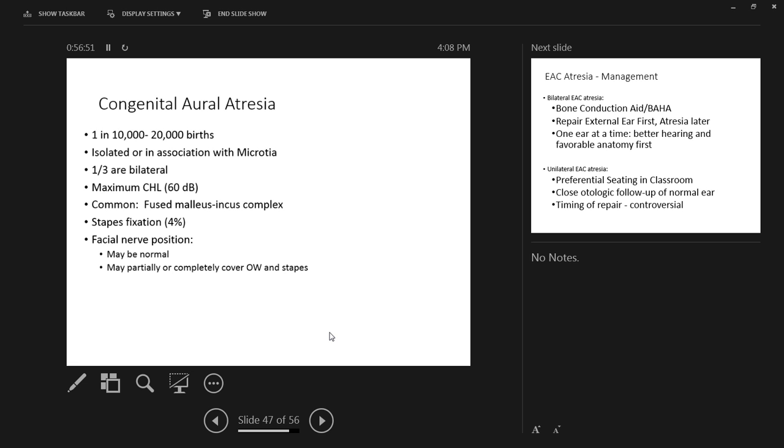It's important to consider whether or not the ear canal can be bored out. Has to do a lot with the positioning of the facial nerve. So if its position is normal, so the 7th cranial nerve, if the position is normal, that's good. If it's completely covering the oval window or completely covering the stapes, that's very bad. That gives you reason that that surgery might not be worthwhile, because if you damage the facial nerve, then you can have some real problems.